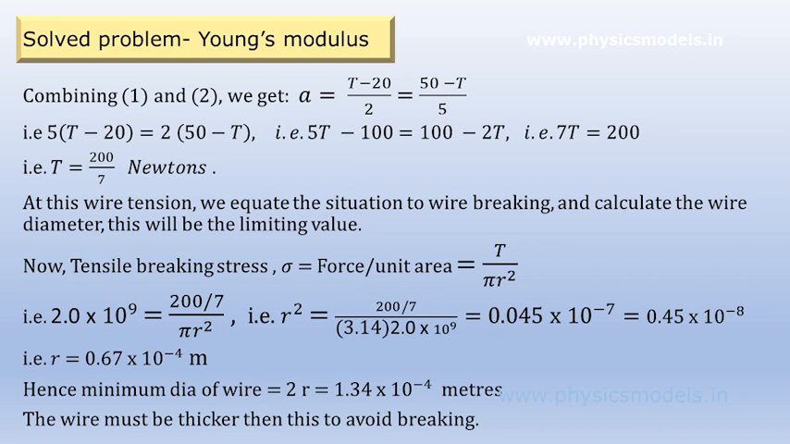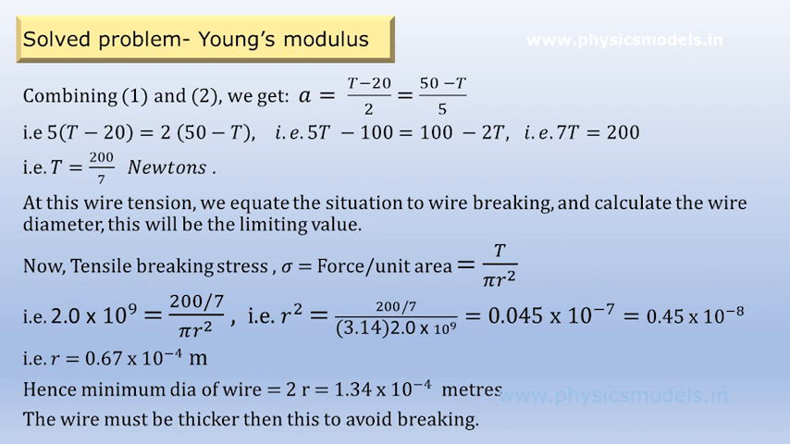Now at this stage, if this is the tension and if the wire just breaks, what's the diameter is what we are going to find. Therefore, we will find the diameter at the breaking stress and ensure that the diameter of the wire is larger than this limit so that it does not break.